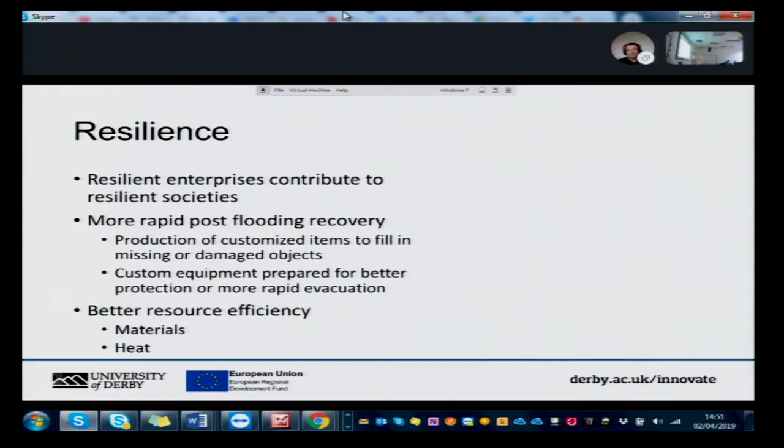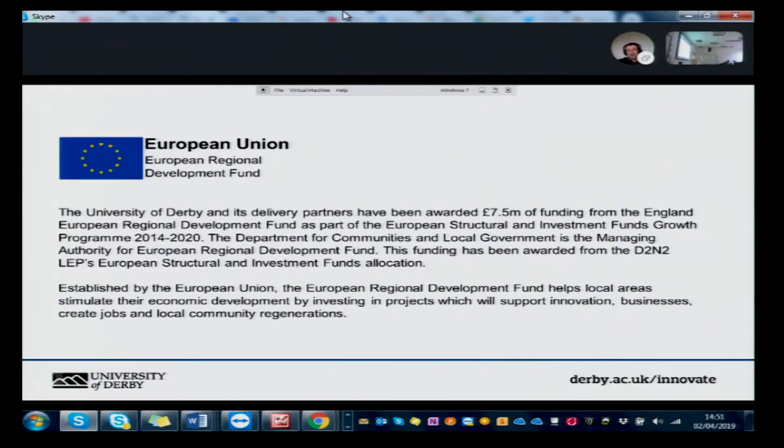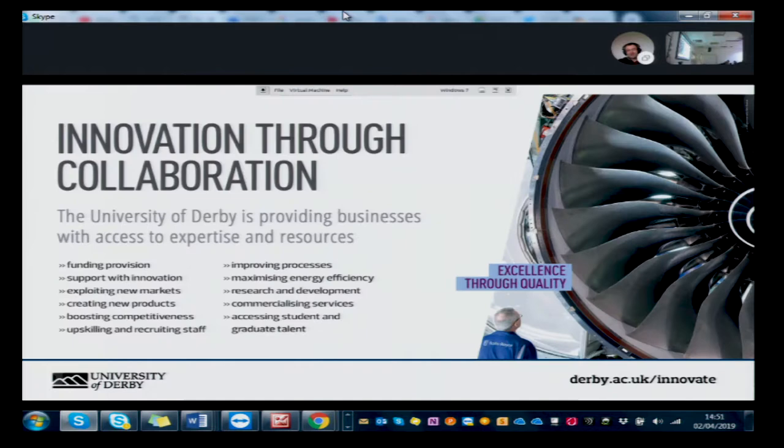I have to mention also that this project has been co-funded by the European Union, and it was innovation through collaboration by University of Derby and University of Loughborough.